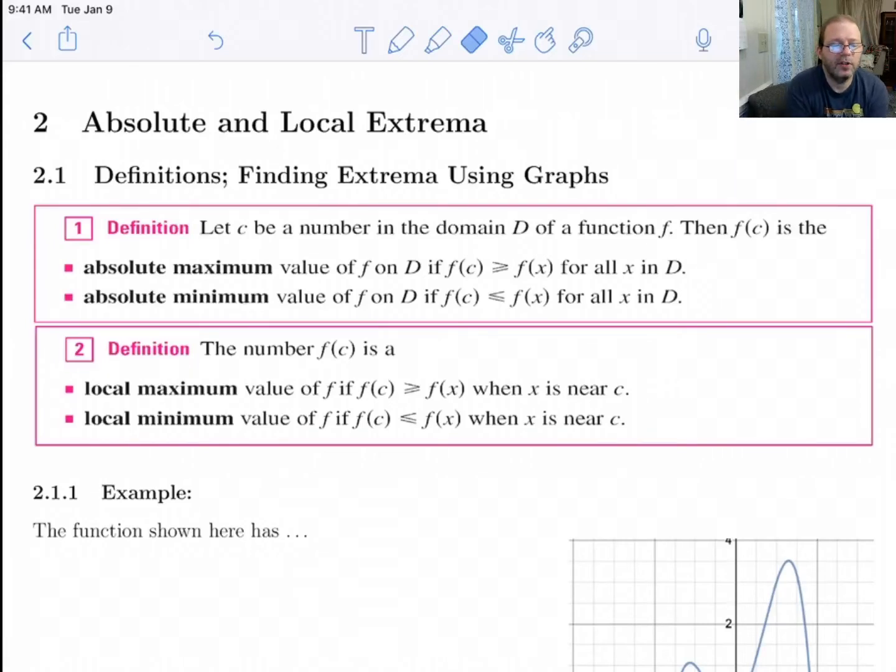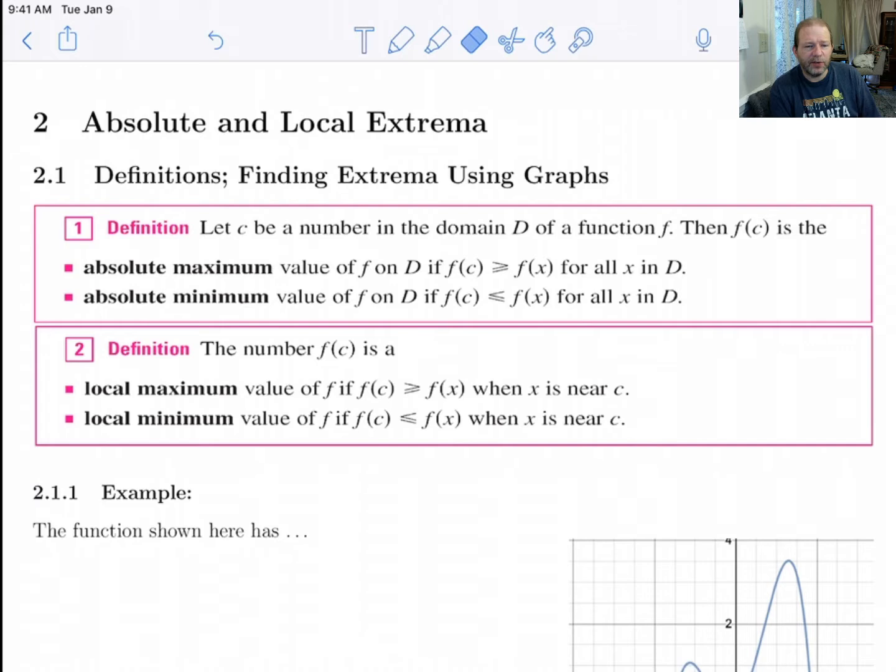Okay, the next topic in section 4.1 is absolute and local extrema. Extrema is just a general word that means maximum or minimum, kind of like the word sibling can mean brother or sister. So, we're going to look at how to find extrema in this section.